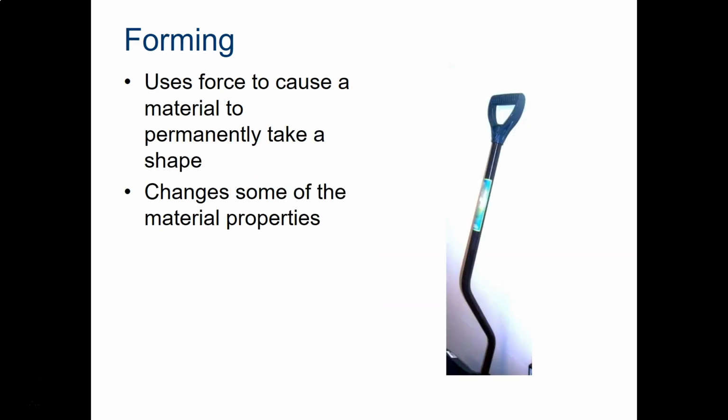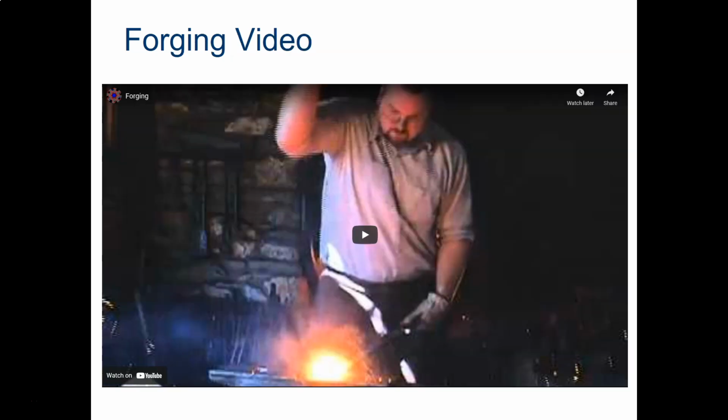Let's consider forming. Although some properties of the material may change, most do not. For example, a metal handle on a shovel may be bent to make the handle more ergonomic. Bends may also be added to strengthen a shape. Let's watch a video on forging.